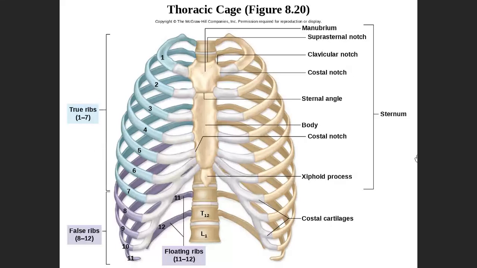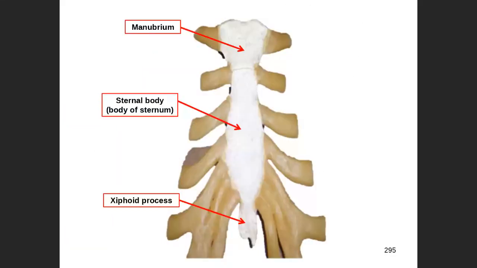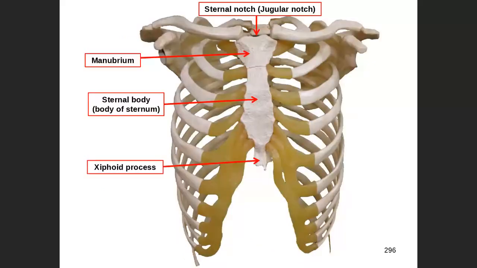All right, so here are the three parts of your sternum: the manubrium up top, then you have the sternal body, and then the xiphoid process down here below. And then you can see that here.